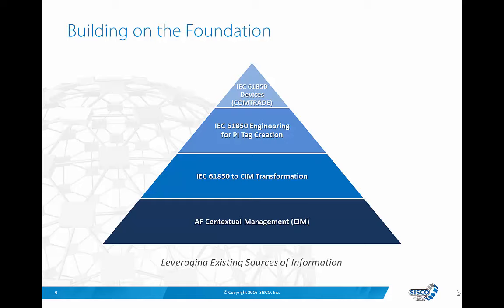So, how do you do this? You start by building a foundation within AF. We use CIM, the Common Information Model, file formats to convey information into AF. This allows us to convert information from existing sources into a standard format for import into AF.